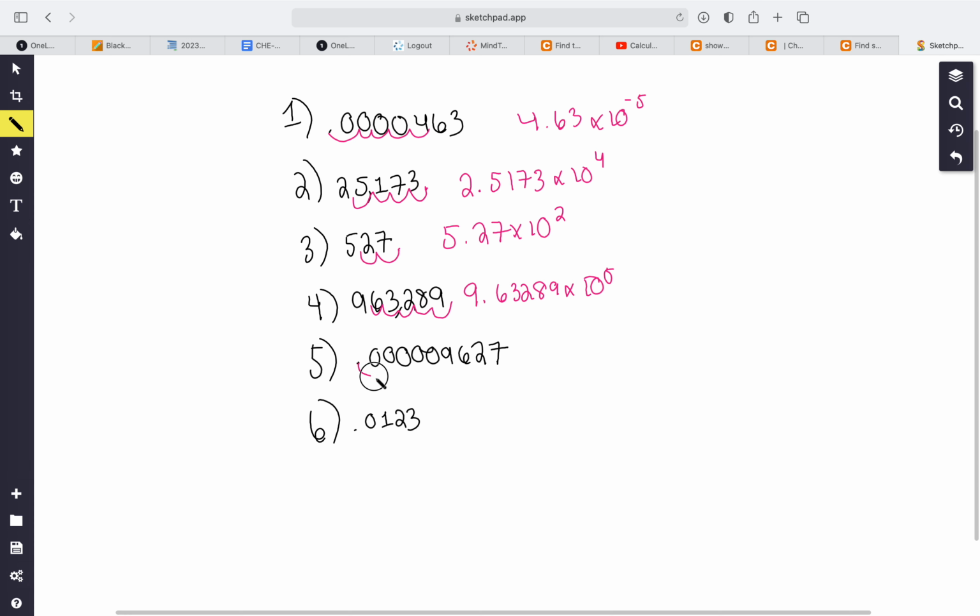Alright, coming down here we go. 1, 2, 3, 4, 5, 6. 6.27 times 10 to the 6. And again, number was less than 1, we make this negative. Alright, looking at this number. 1, 2, that was easy, so we do 1.23 times 10 to the second. Again, number was less than 1, so we will make that a negative exponent.